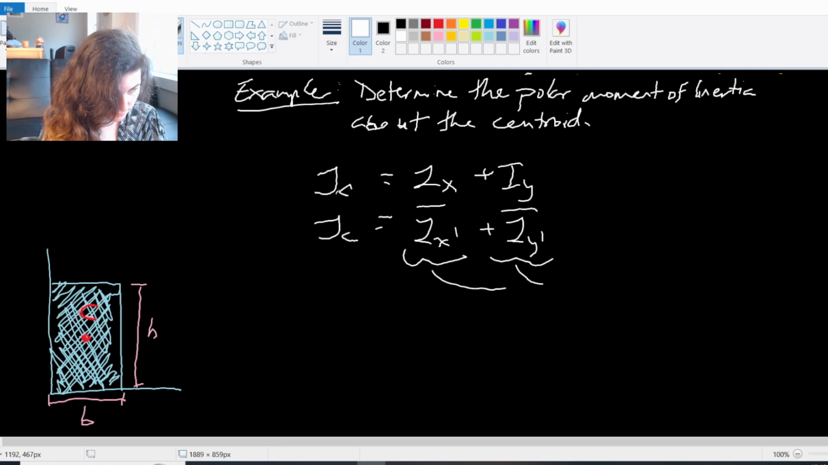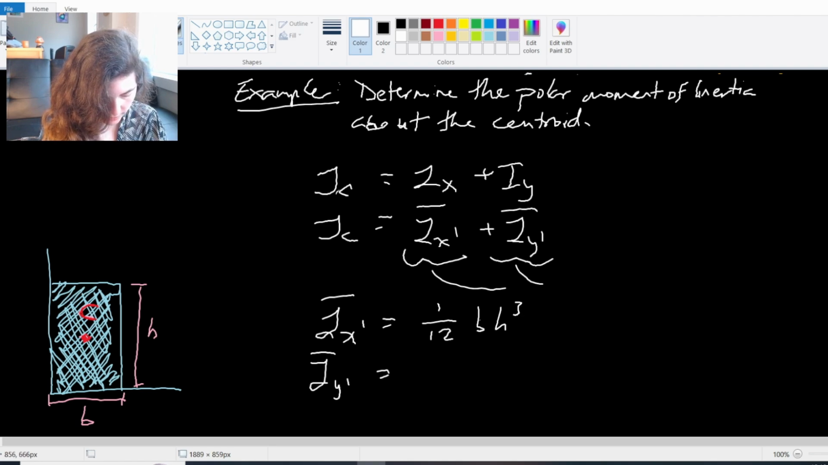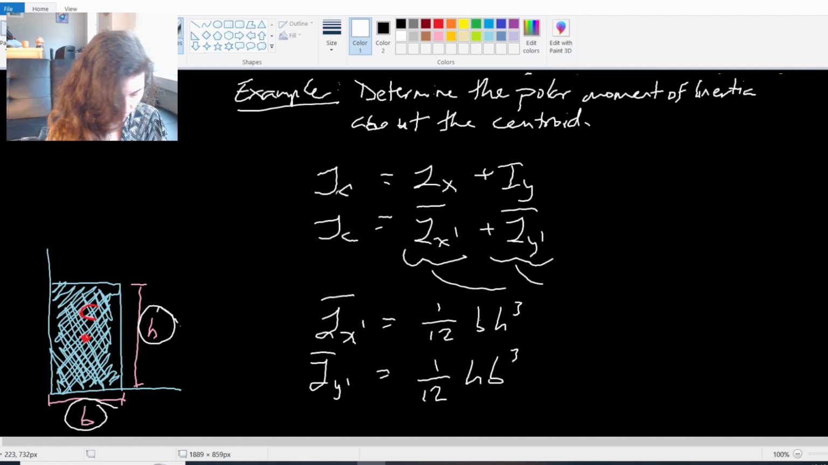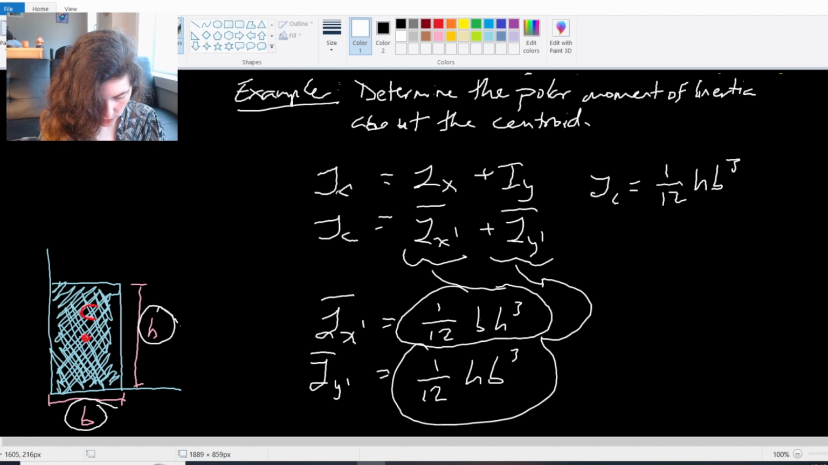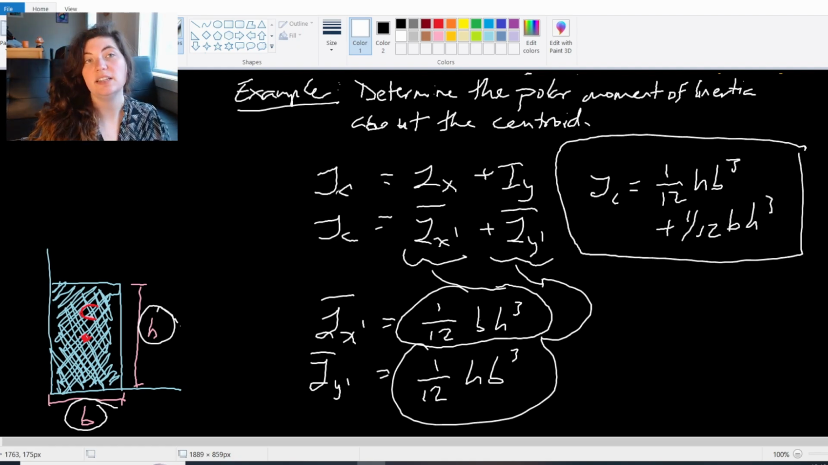And when we do, we get that our moment of inertia about the centroidal x-axis is 1/12 bh cubed, and for the centroidal y-axis is 1/12 hb cubed. Notice it leaves it in terms of h and b here, so I don't even need to make any substitutions. I can just plug these as is into this equation. So my polar moment of inertia about the centroid is just 1/12 hb cubed plus 1/12 bh cubed. That's it. It's the same concept as everything we were doing, just adding those two together.